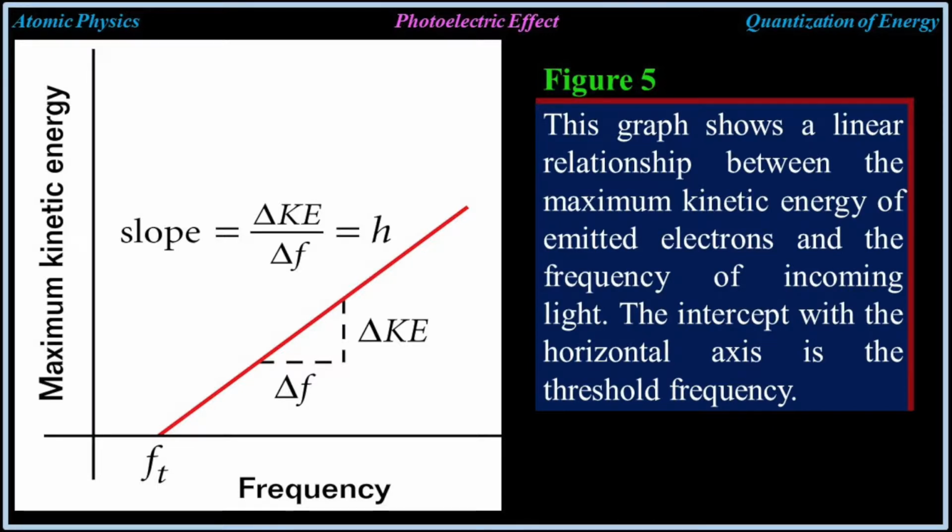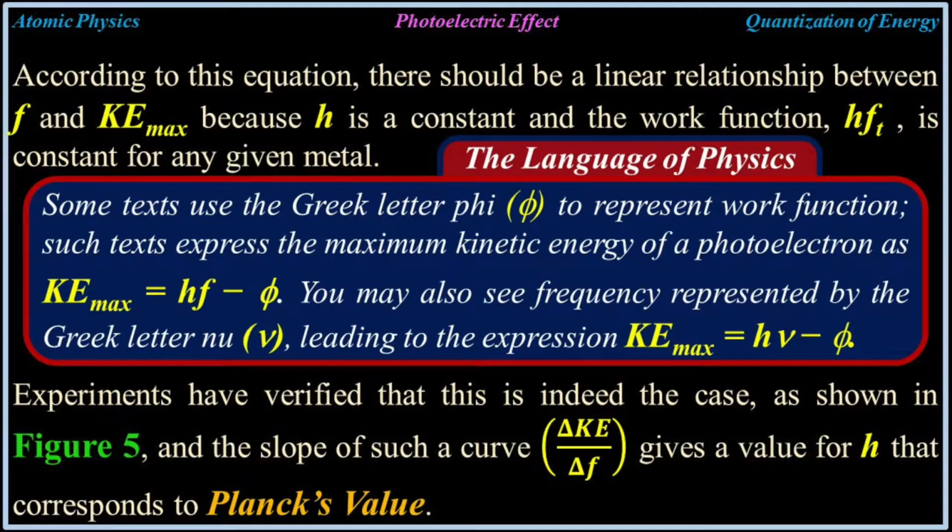Figure 5. This graph shows a linear relationship between the maximum kinetic energy of emitted electrons and the frequency of incoming light. The intercept with the horizontal axis is the threshold frequency. Study this carefully. f_t is the threshold frequency. According to this equation, there should be a linear relationship between f and KE max, where h is a constant and the work function hf_t is constant for any given metal.